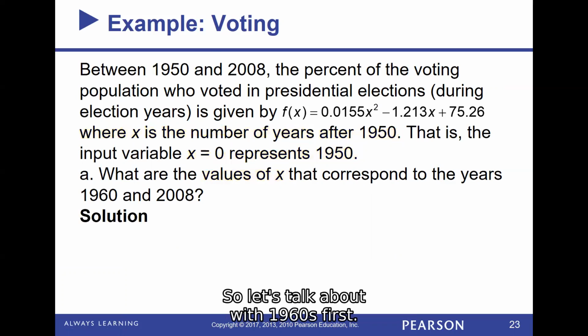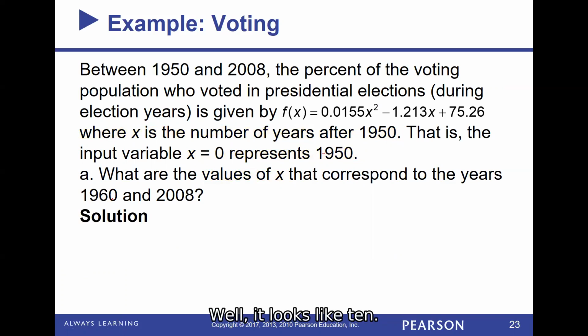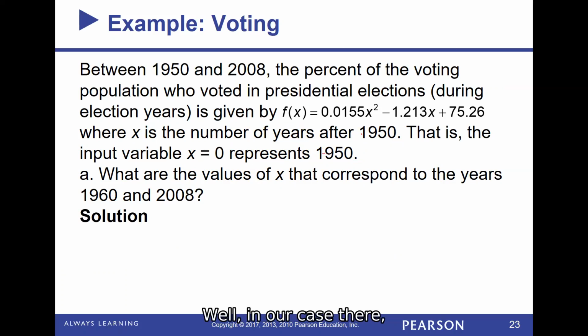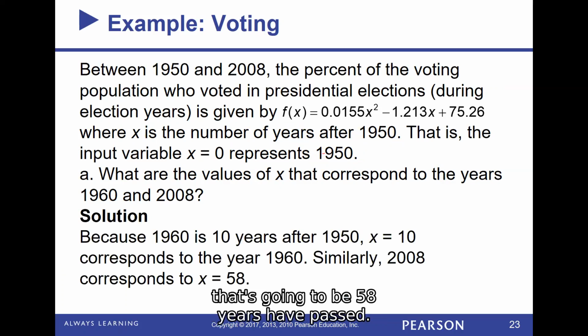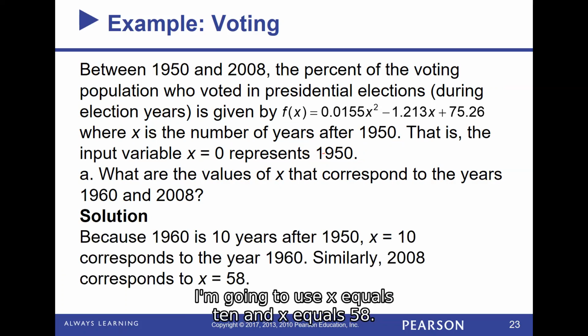Let's talk about 1960 first. How many years have passed since 1950 to get to 1960? Well, it looks like 10. But what about 2008? How many years have passed since 1950? In our case, 58 years have passed. So instead of using 1960 and 2008 in my function, I'm going to use x equals 10 and x equals 58.